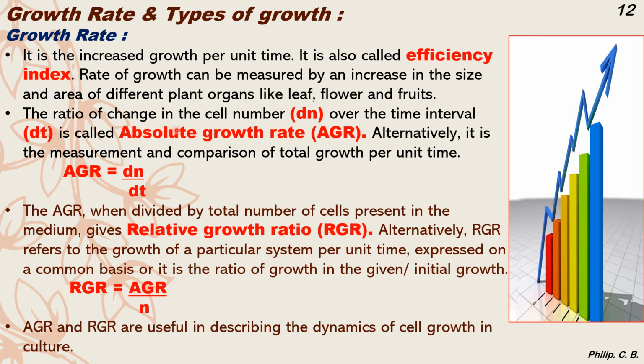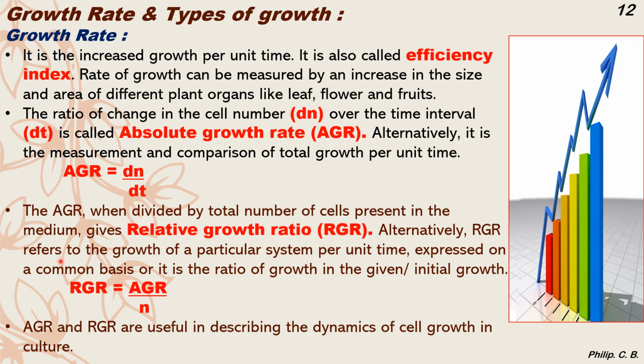Further, the ratio of change in the cell number, given by dn over the time interval dt, is called absolute growth rate, that is AGR. So students, AGR, absolute growth rate, can be a one word term as well. Alternatively, it is measured as a comparison of the total growth per unit time. So as we came across the term AGR, absolute growth rate, is equal to dn by dt. What is dn? The change in the cell number, whereas dt is the time interval. So AGR is equal to dn by dt. Further, the AGR, when divided by the total number of cells present in the medium, gives relative growth rate. Now students, another term, RGR. What is that? Relative growth rate. AGR, absolute growth rate. RGR, relative growth rate.